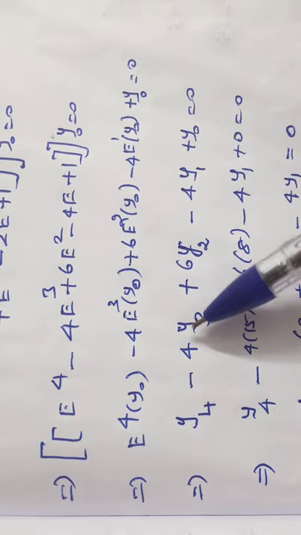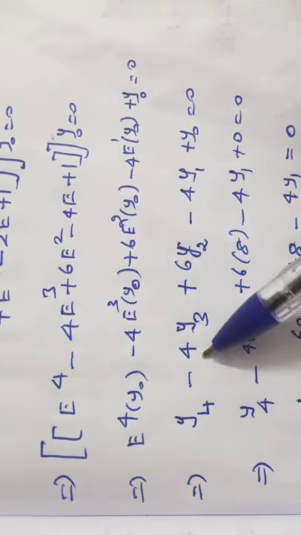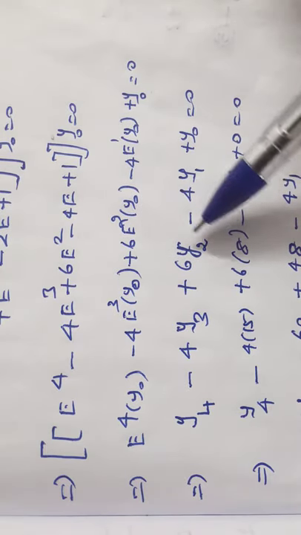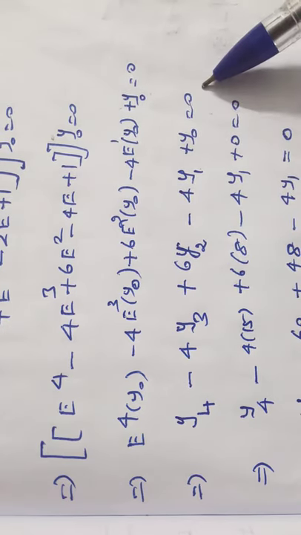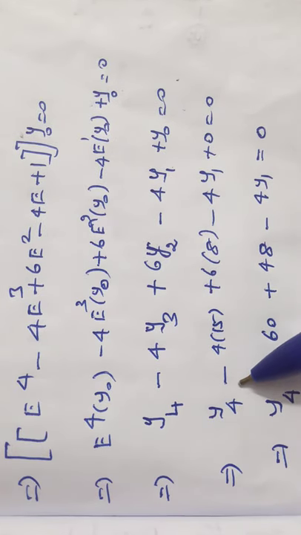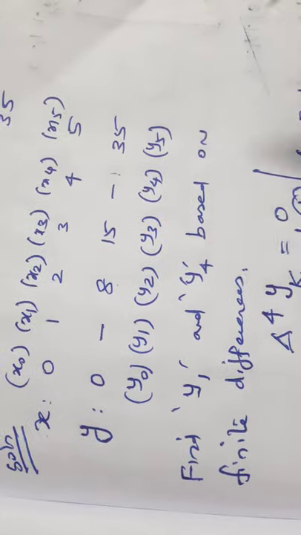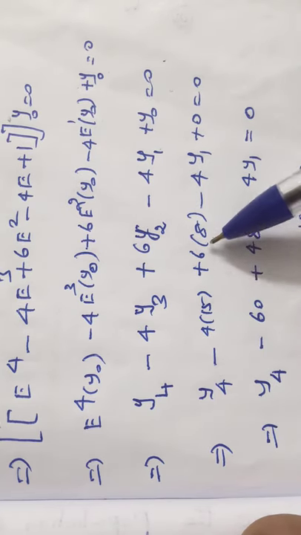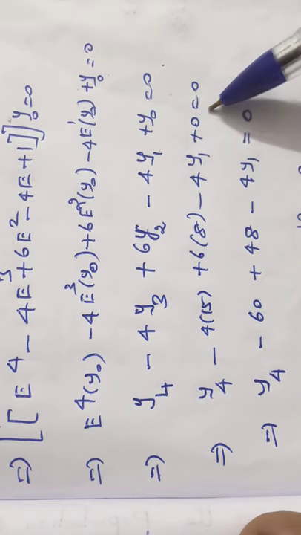Conversion: by the property, E power 4 y0 is y4, minus 4 times E cube y0 is y3, plus 6 into E square y0 is y2, minus 4 into E y0 is y1, plus y0 equal to 0. Next, y4 minus 4 into y3. The y3 value is already given in the problem, so y3 value is 15. Put it in place of y3: 4 into 15, plus 6 into y2 value 8, minus 4 into y1, which is unknown, plus y0, which is 0, equal to 0.